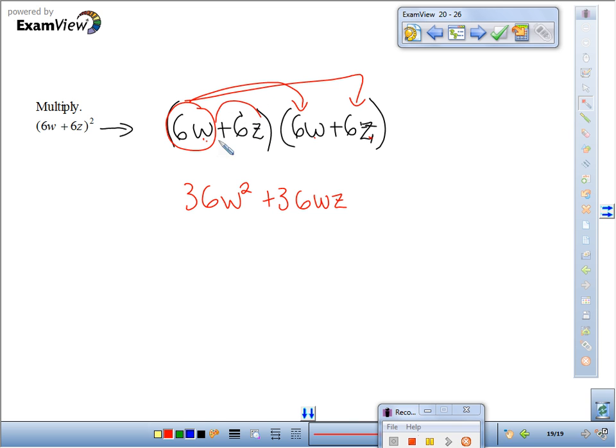Continue. Look at the second term. You do that in blue. 6 times 6, that's 36. z times w, wz. 6z times 6z. What is 6 times 6? 36. And what is z times z? z squared.